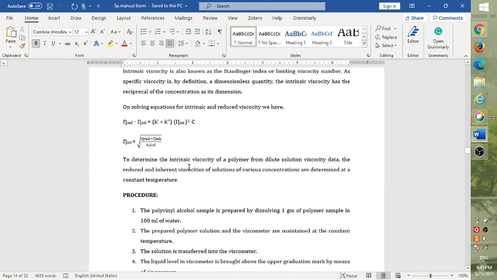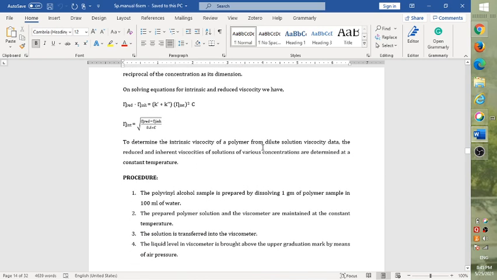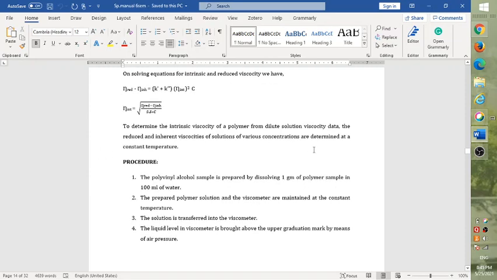To determine the intrinsic viscosity of a polymer from dilute solution viscosity data, the reduced and inherent viscosity of the solution of various concentrations are determined at constant temperature.